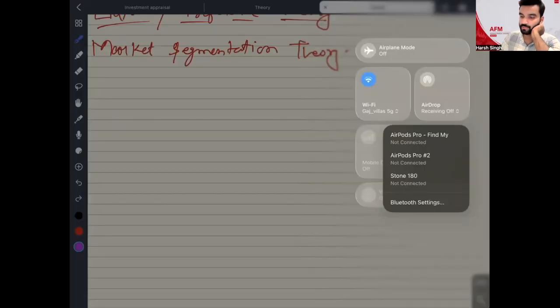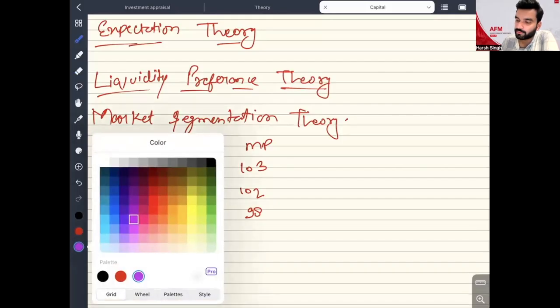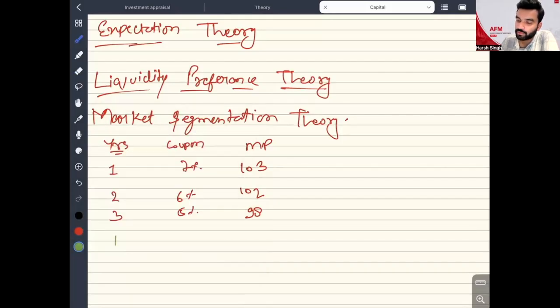I'll write it down. So the question is, we have years to redemption as 1, 2, and 3. Coupon rate is given as 7%, 6%, and 5%. Market price is given as 103, 102, and, if I have to come back and rewrite, my current value is 107. IR, the interest rate.